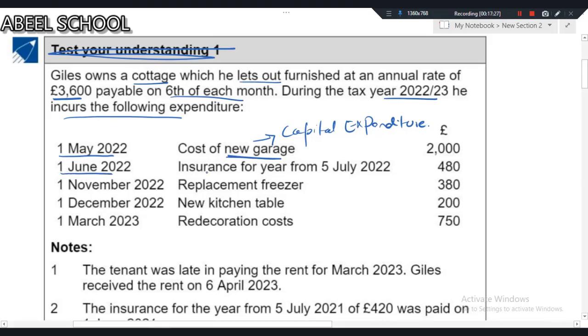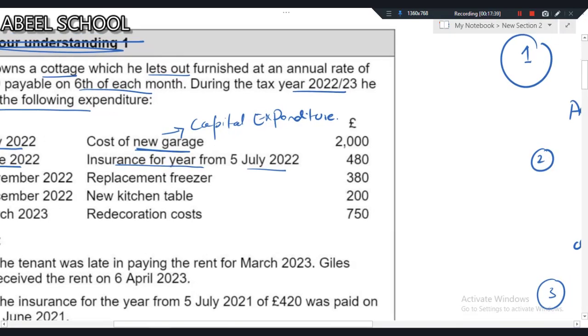1st June 2022, insurance from 5th July for one year. Insurance will be deducted. Now listen carefully. Actually, we are dealing in cash basis. So cash basis means within the relevant tax year, which starts from 6th April 2022 till 5th April 2023, any revenue expenditure which is actually paid during the tax year will be deducted from the property income, rental income. And only that amount of rent will be considered which is actually received. So simply, the relevant tax year for which we are solving the question starts from 6th April 22 and ends at 5th April 2023.